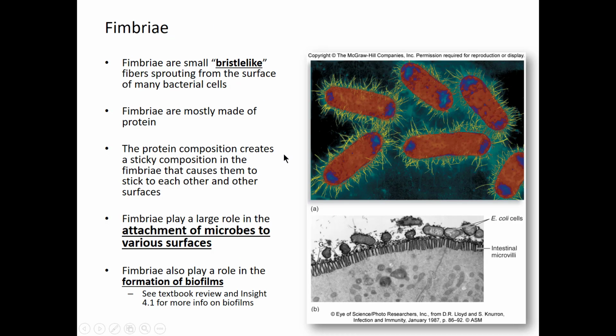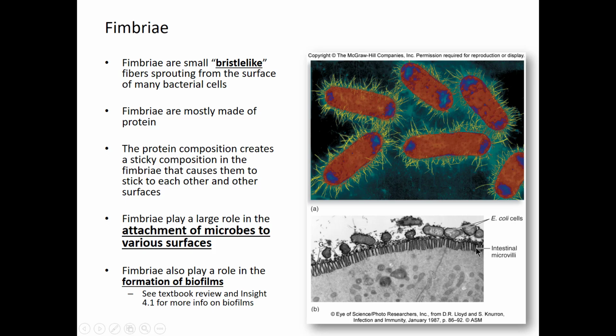Fimbriae are considered small bristle-like fibers. So when you hear a description describing it as bristle-like, you'll know that we're referring to Fimbriae. And what happens is that they sprout off from the surface of the cell, and they act as a way to kind of stick to other surfaces in a way that causes the bacteria to attach. This can be done to other bacteria or to the surface or both.